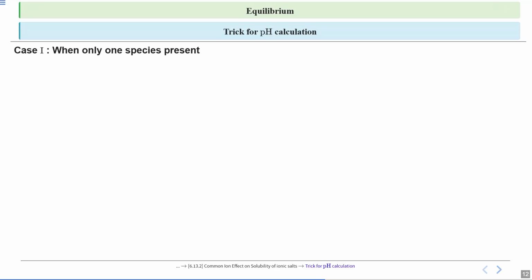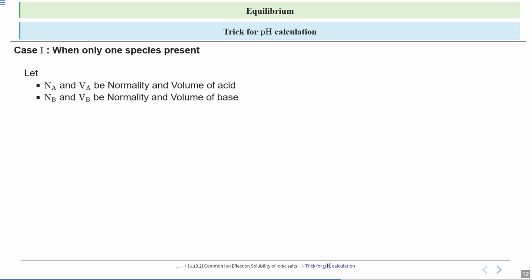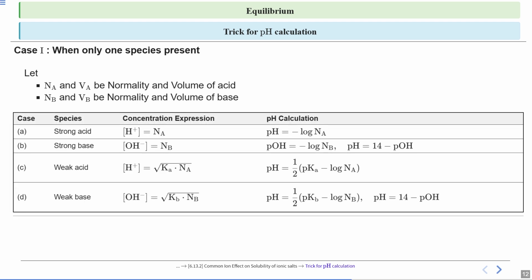So first, the case 1 is here. So we have only one species present in this. Now in this case, we are supposing that Na and Va is the normality and volume of acid, whereas Nb and Vb is the normality and volume of base. Then we can have 4 cases further, starting from strong acid, strong base, weak acid and weak base.